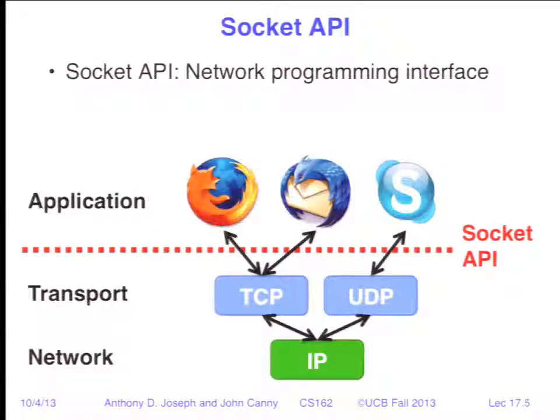So let's start with the socket API. I have a bunch of applications: Firefox, Thunderbird, and Skype. So web browser, email, and a video conferencing application. They use the socket API to talk to the transport layer, the transmission control protocol and the user datagram protocol. And then those two talk to the internet protocol layer, the network layer. Now, where do you think the socket API was invented?